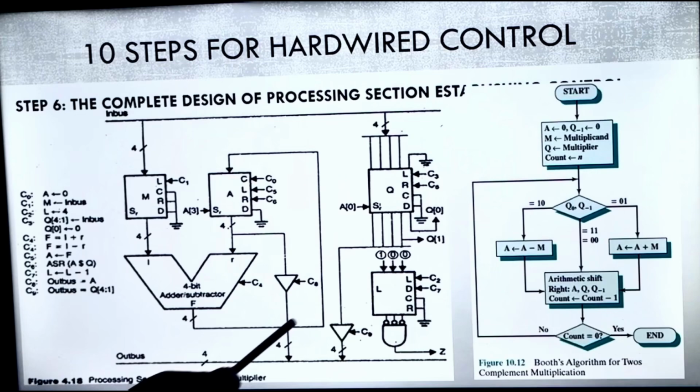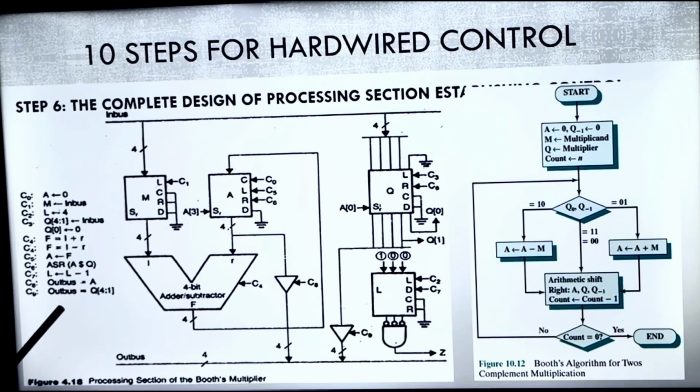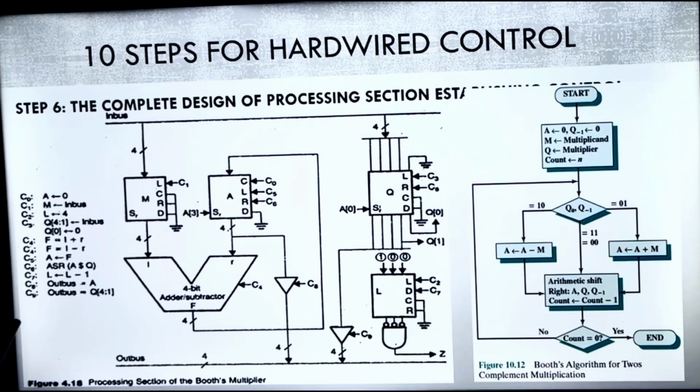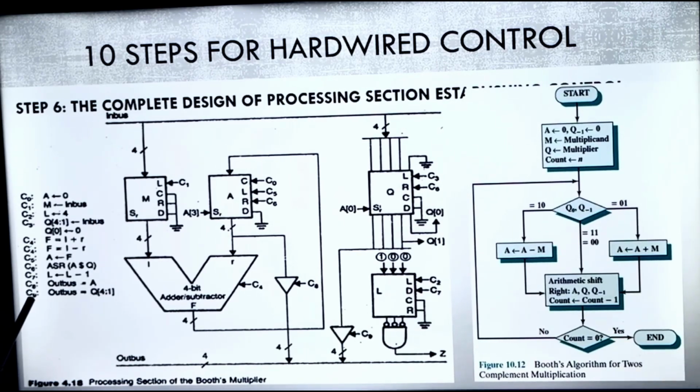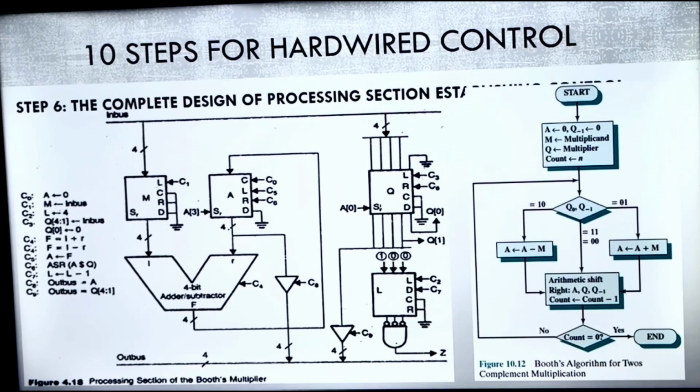I hope this diagram was clear for you, because this is very important to understand before we jump to step number 7. And we know in step number 6 we have identified a total of C0 to C9. There are 10 different control signals I need to generate at different clock cycles, so that I can get Booth's algorithm implemented, right? So we'll continue with the next step.